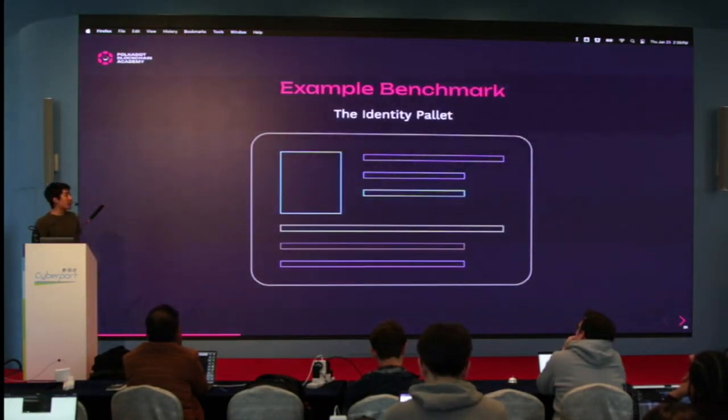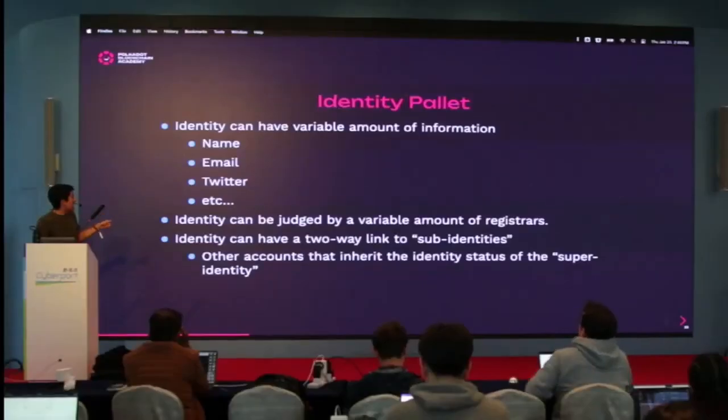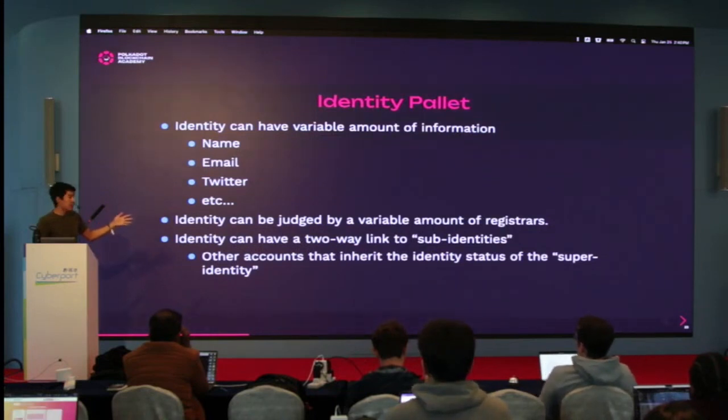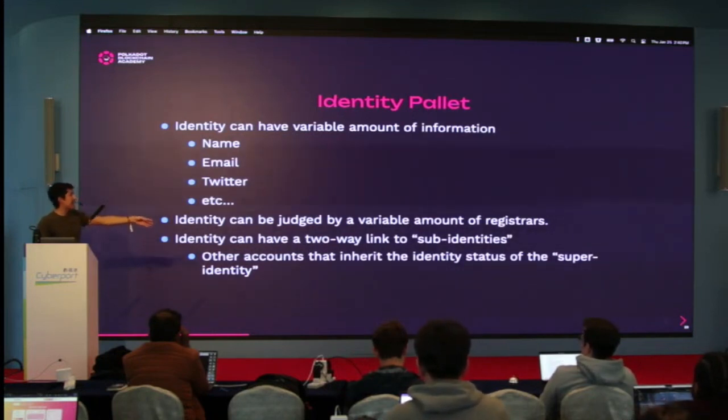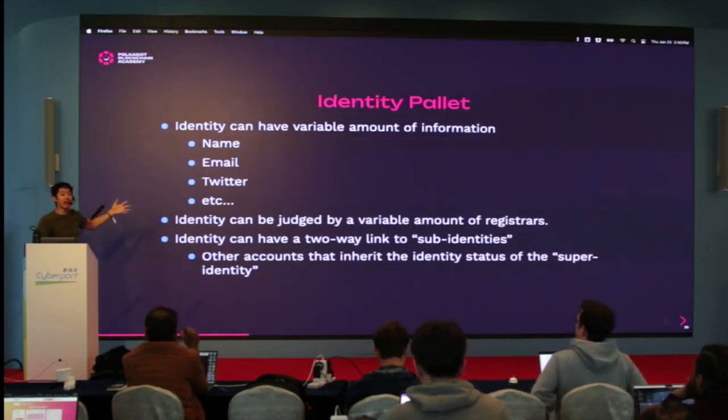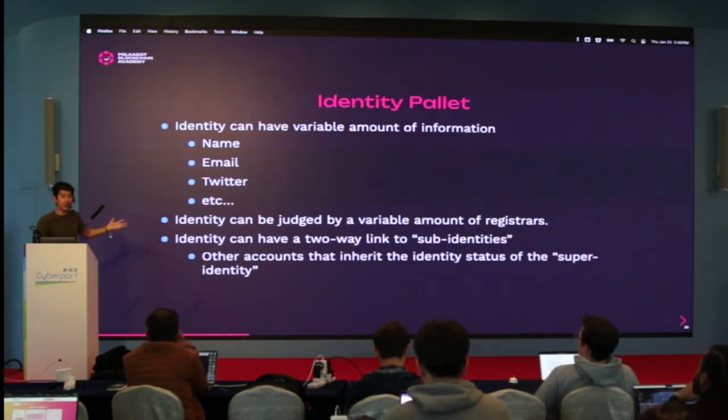So let's give an example with the identity pallet. In the identity pallet, an identity can have a variable number of information: the name, the email, the Twitter. An identity can also be judged by a variable amount of registrars. Finally, an identity can have a two-way link to sub-identities, so other accounts that inherit the identity status. These are the variables on which our identity pallet can have varying complexity.